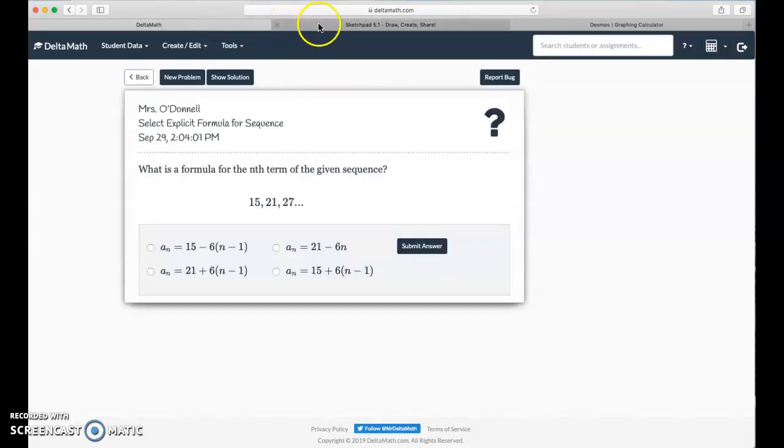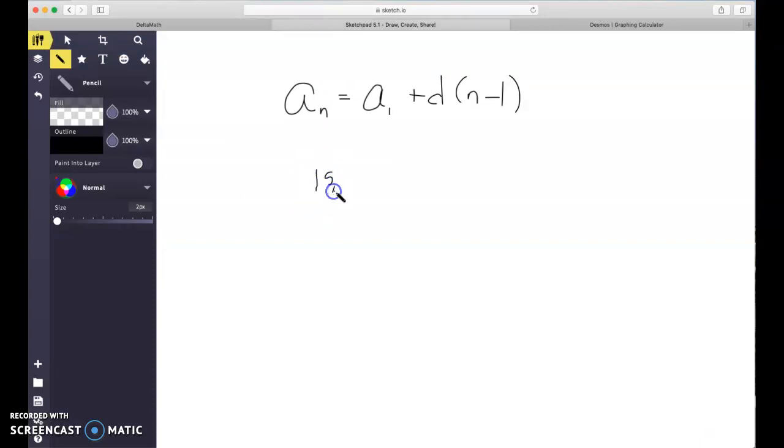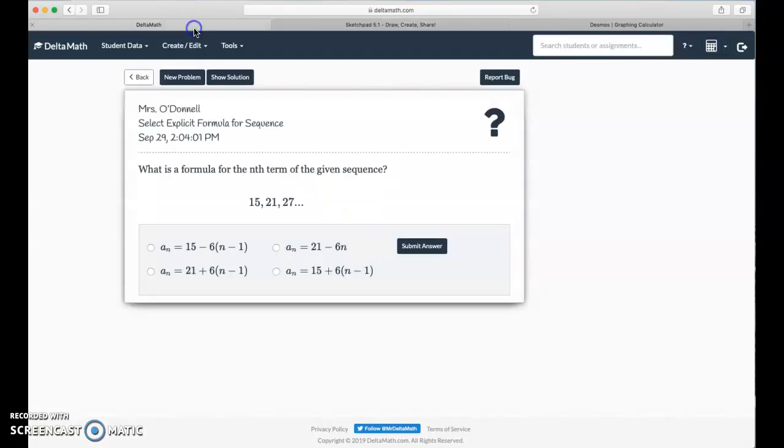And they give us 15, 21, 27. So we want to think what's changing between each term, right? And if we suspect it's arithmetic, we're looking for the common difference. So we're going to take 21 minus 15. That means we're adding 6. If we do that between 21 and 27, it still checks out. So we're right, it is arithmetic. So I'm going to do a sub 1 equals my first term, which is 15, plus my common difference times n minus 1. And let's see if they've got that as an option.